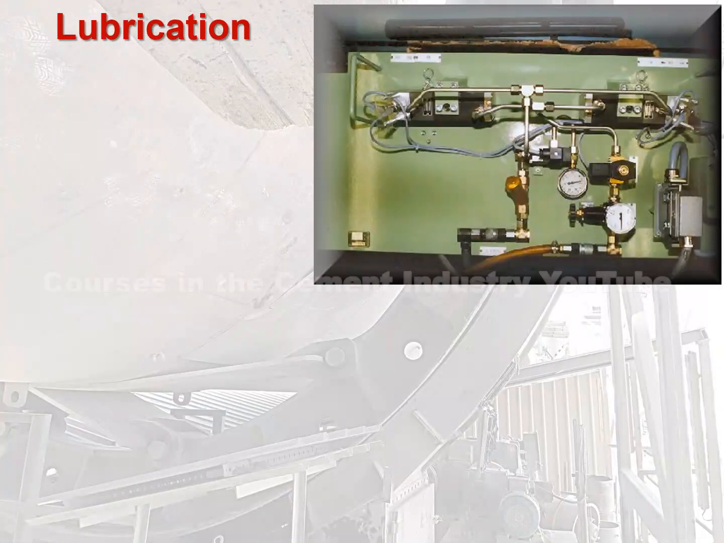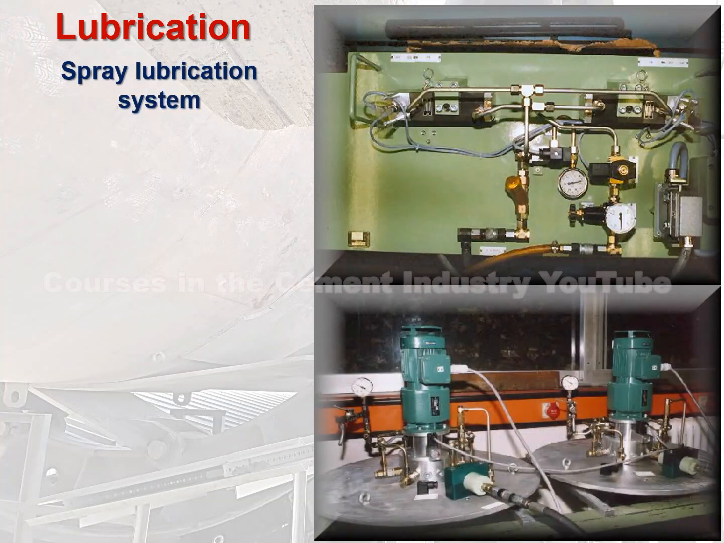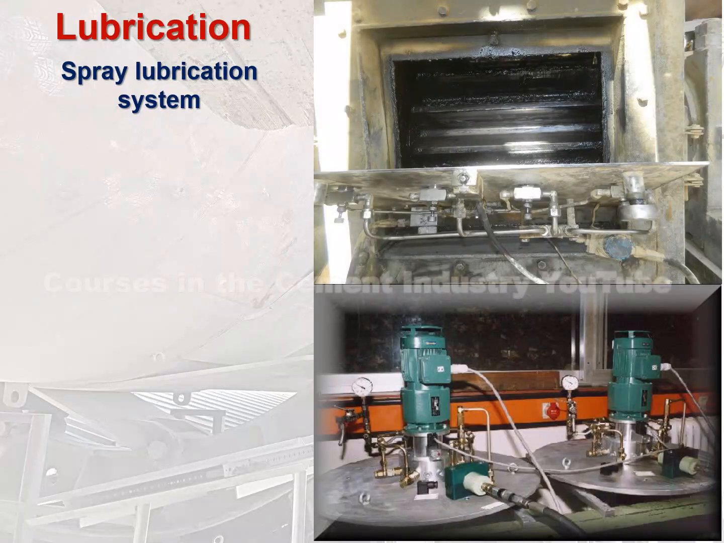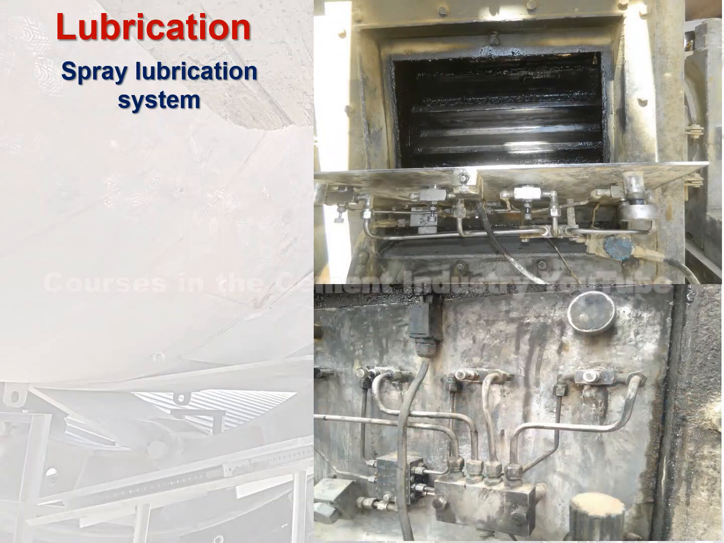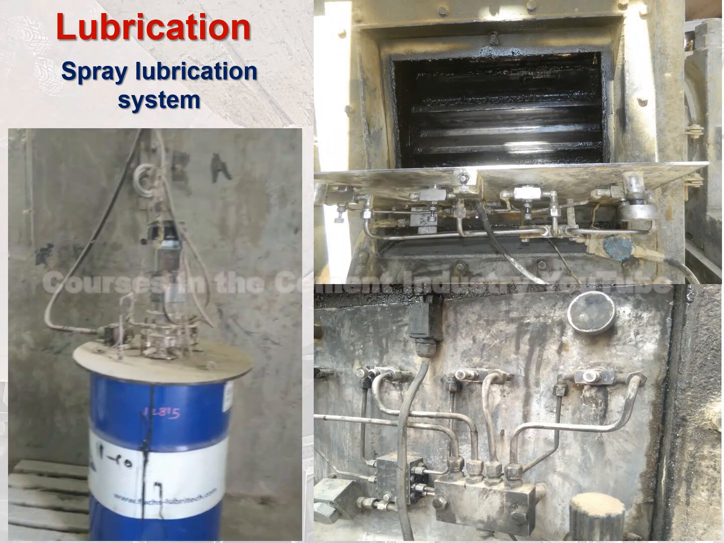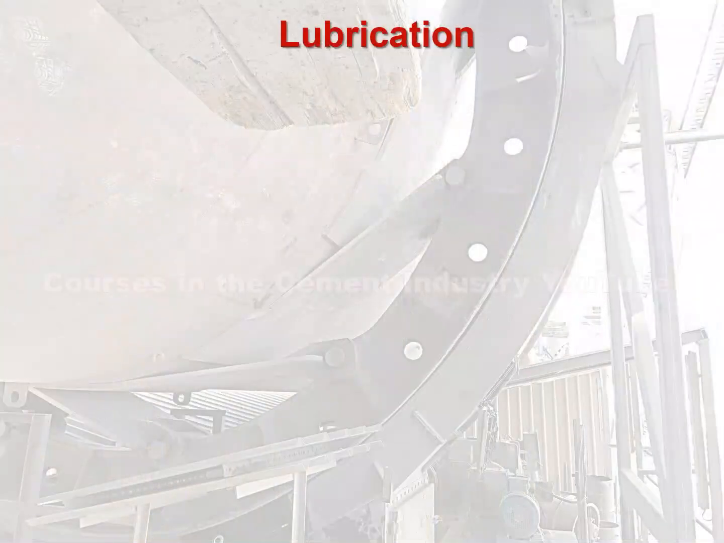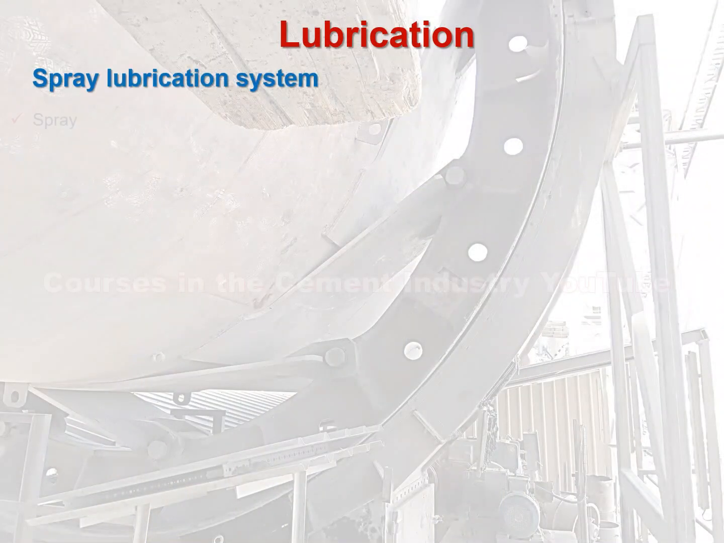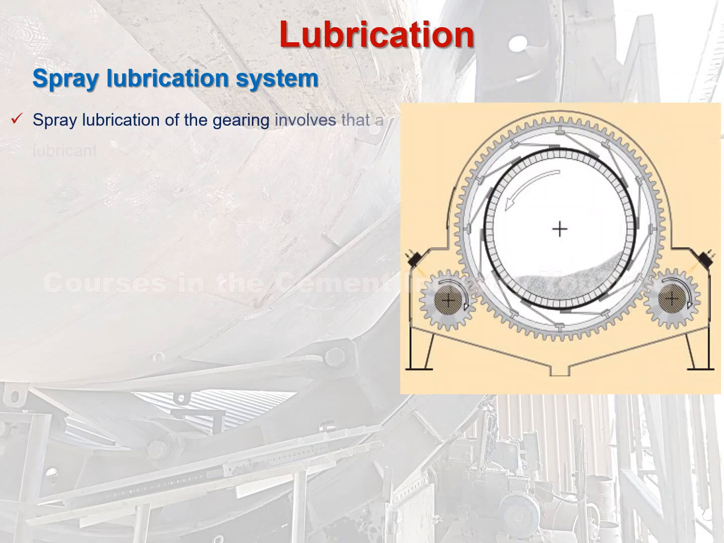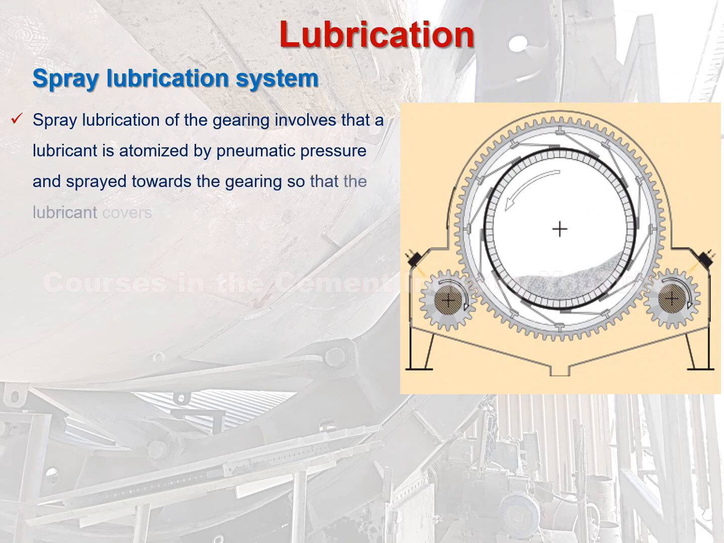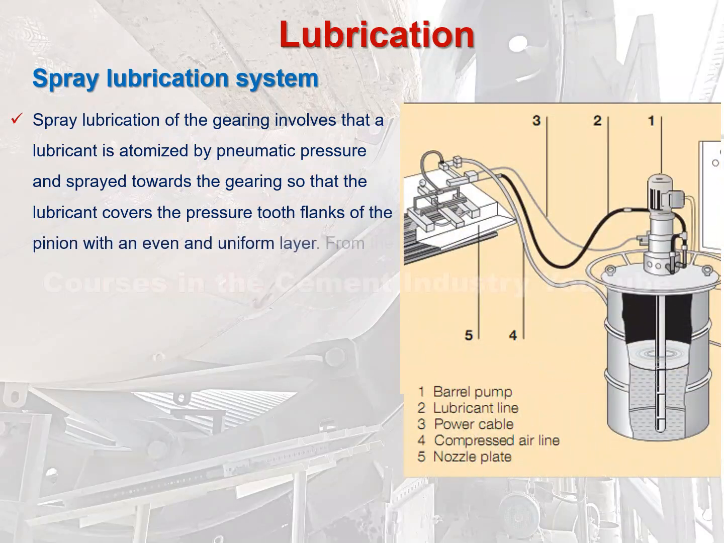In this picture it is explained. Spray lubrication system. Spray lubrication of the gearing involves that a lubricant is atomized by pneumatic pressure, and sprayed towards the gearing so that the lubricant covers the pressure tooth flanks of the pinion, with an even and uniform layer. From the pinion the lubricant is distributed to the gear rim.